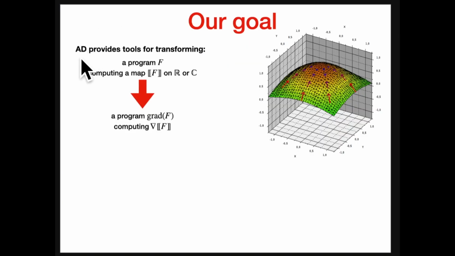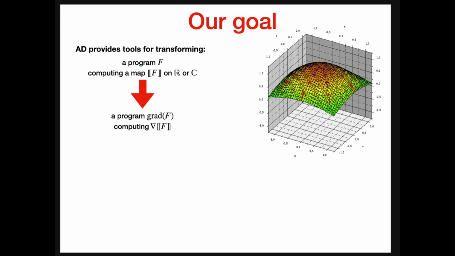Automatic differentiation, AD for short in this talk, provides tools for transforming a program f computing a map of a real or complex number to a program grad f computing the gradient of this map, which is the vector here depicted as these arrows, giving the direction along which the function is supposed to increase the most. AD has many applications in optimization problems.